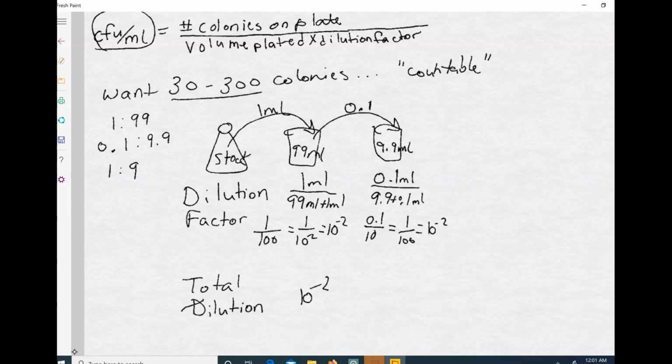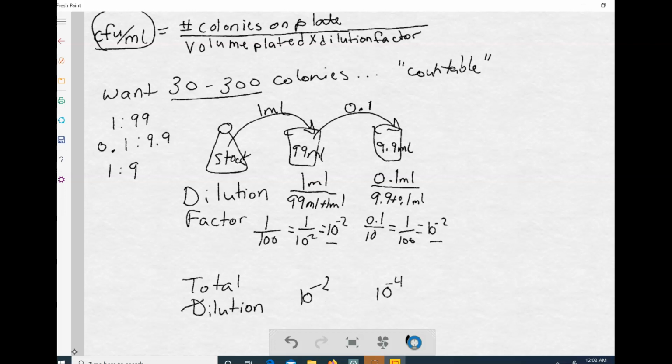To calculate the total dilution, I'll take the dilution of the first step and multiply it by the dilution of the second step. 10 to the negative 2 times 10 to the negative 2 is 10 to the negative 4. So remember, when you're multiplying numbers with exponents that have the same base, you can just add the exponents. 10 to the minus 2 times 10 to the minus 2 is 10 to the minus 2 plus minus 2, which is 10 to the minus 4.